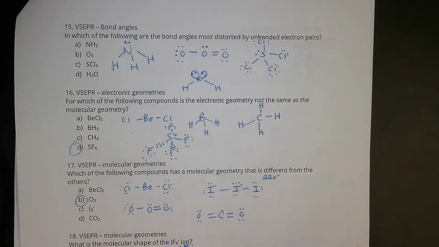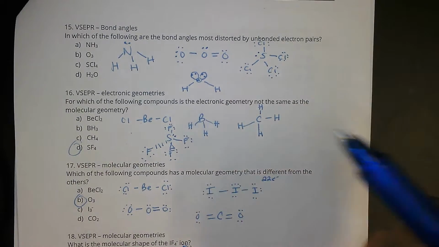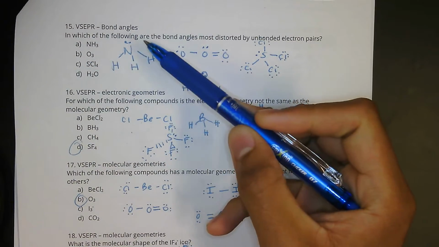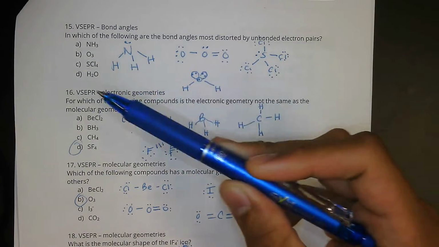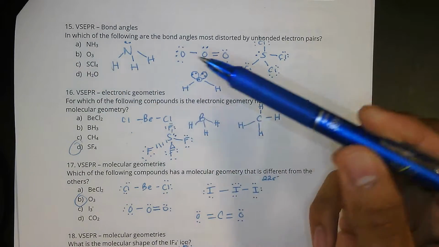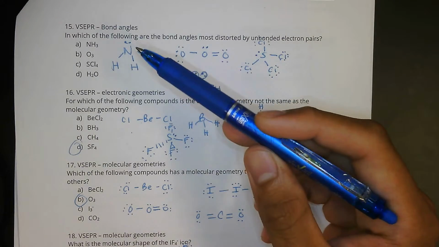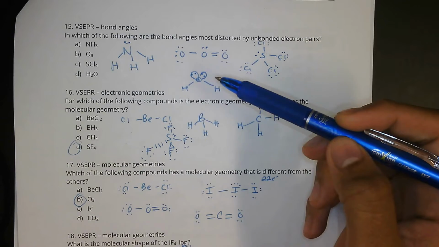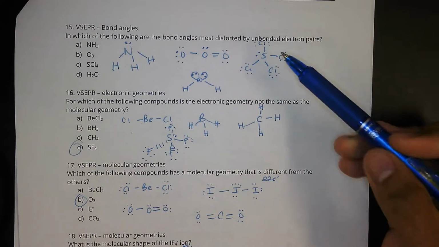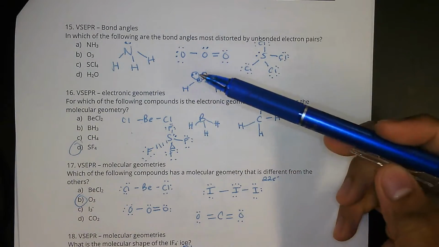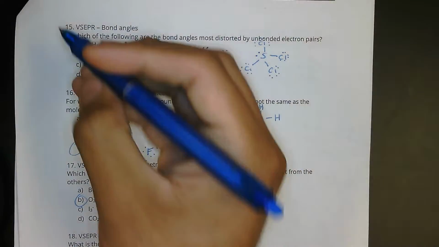For number 15, it says, in which of the following are the bond angles most distorted by unbonded electron pairs? You're looking at NH3, which is here, it has 1 lone pair. You have O3, which is here, it has 1 lone pair around the central atom. You have SCl4, which is here. You have 1 lone pair around the central atom. So all of these up to now have only had 1 lone pair. However, H2O has two lone pairs, so the unbonded electron pairs are going to create the largest distortion in this molecule because there's two instead of just one lone pair around the central atom. So my answer would be H2O.